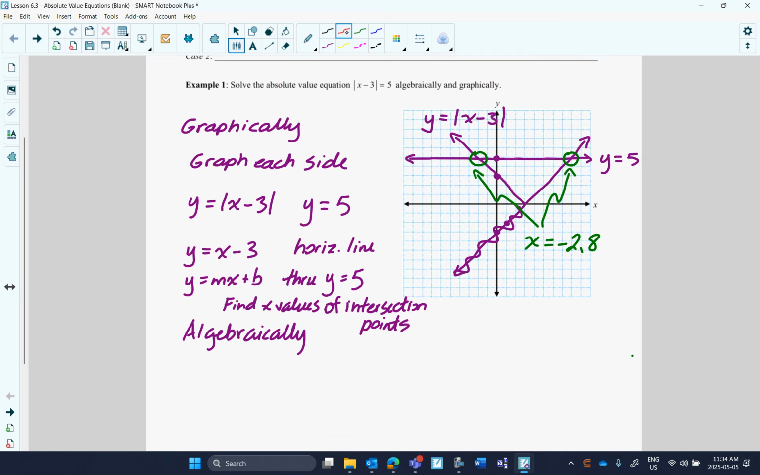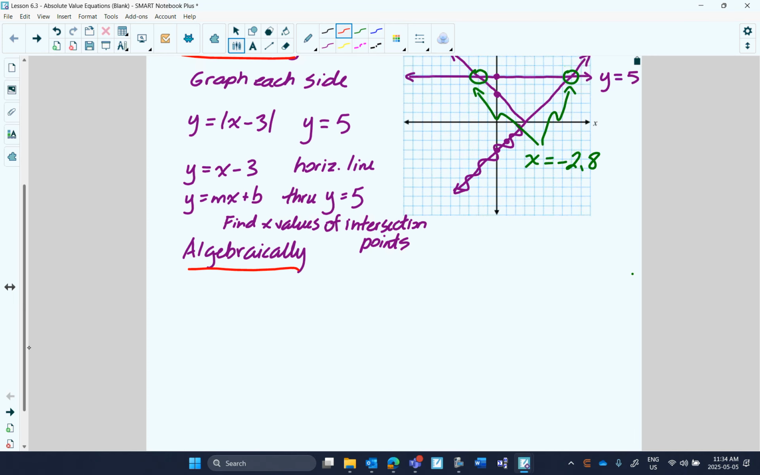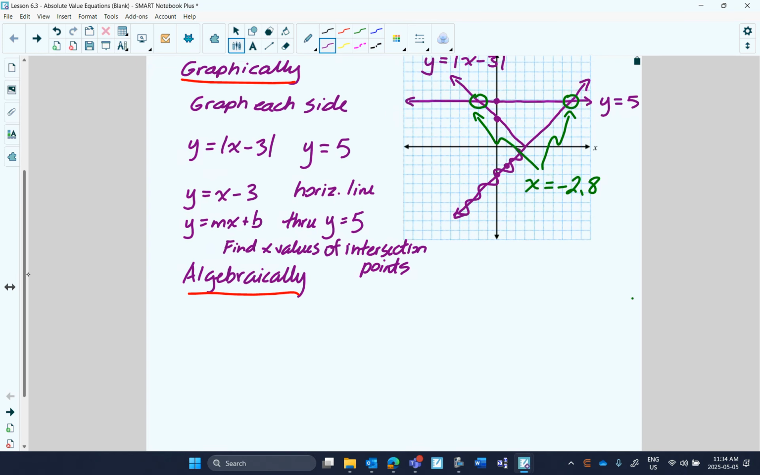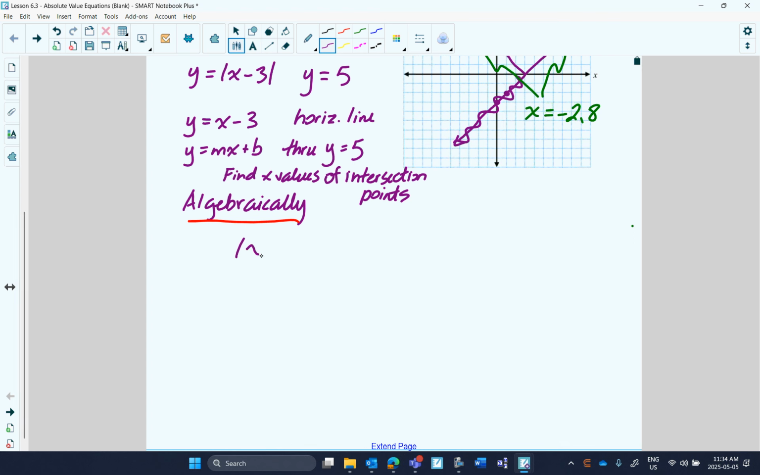So algebraically, we can use a little logic. I'm just going to rewrite this. x minus 3, what does this have to work out to so that when I take the absolute value, I get this? What does this whole thing have to work out to? 5, right? So if x minus 3 equals 5, you solve, you get 8.